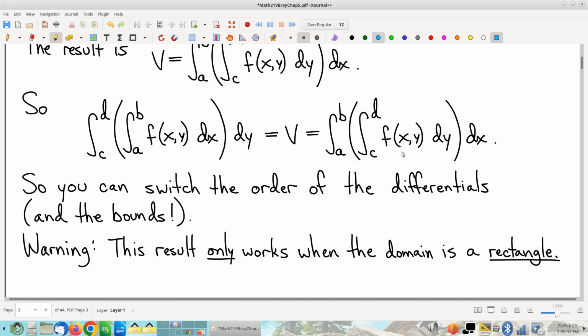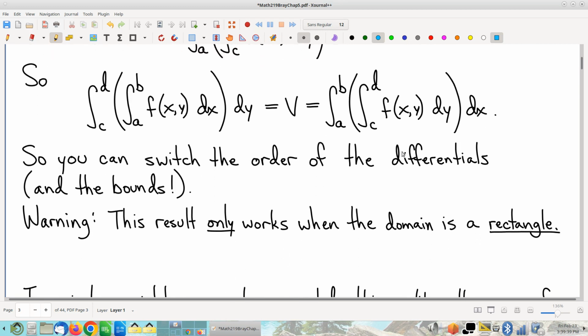Okay. Real quick warning, this is going to seem like a silly thing to say. I say here this only works if the domain is a rectangle. It's got to be a rectangular domain. The reason this seems silly is because the only question we've entertained so far is the idea of where the domain is a rectangle. So what other case am I referring to?